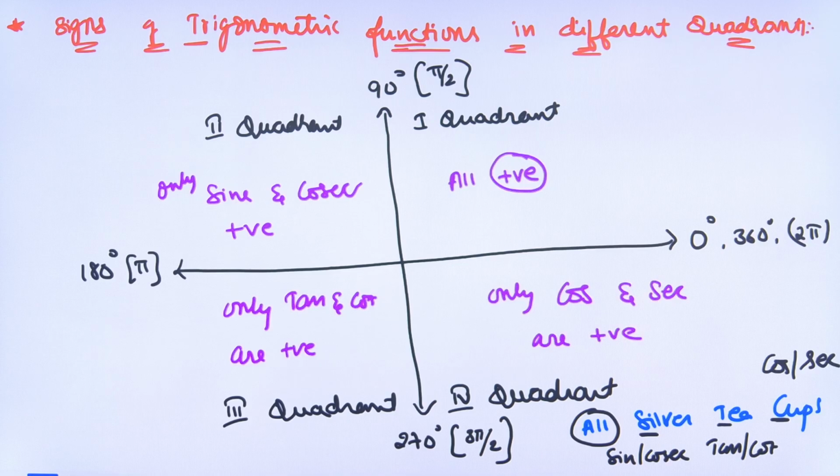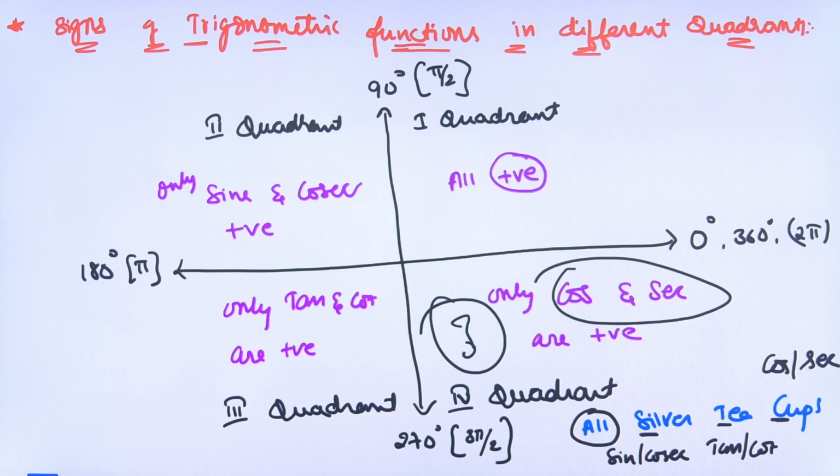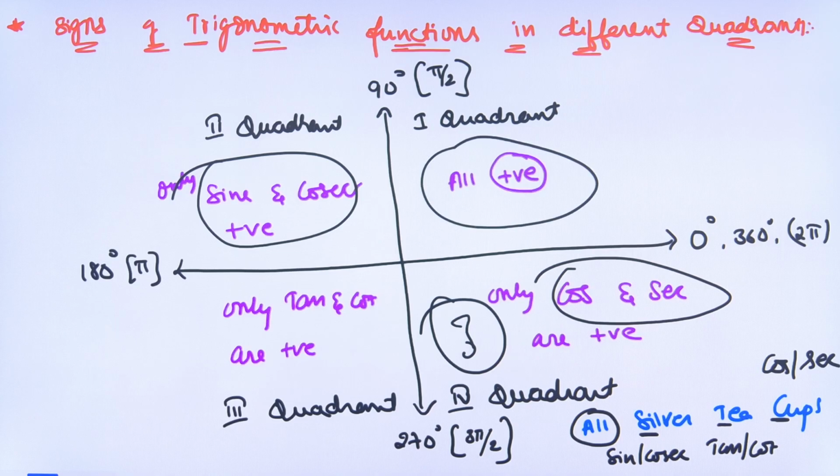So whenever the angle is in this quadrant, cos and secant will be positive. Just remember this. How to use it in problems you will come to know slowly. Whenever the angle is in the second quadrant, sine and cosecant will be positive. Any other function can be negative here. Only in the first quadrant, all will be positive.